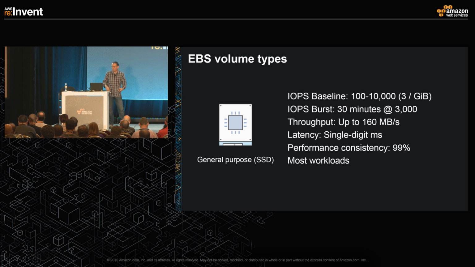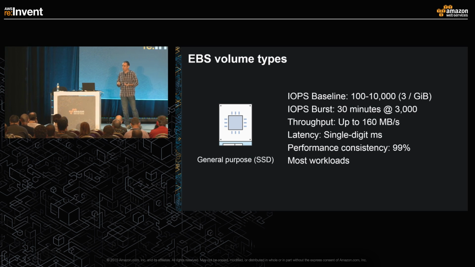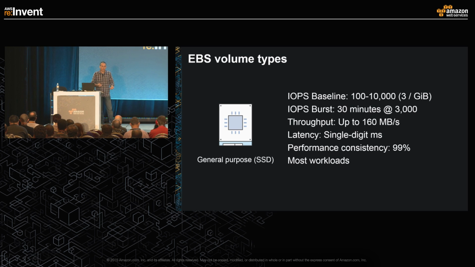GP2 volumes also, for smaller volumes, have a burst bucket. And this burst bucket allows you to drive 3,000 IOPS for up to 30 minutes. And now when you're not driving that 3,000 IOPS, that bucket continuously refills at your baseline rate. So it's a little confusing with the burst bucket, but really, I don't want you to have to think about that. These just work. And in fact, they work so well that most of our GP2 volumes don't even come close to exhausting their burst bucket.